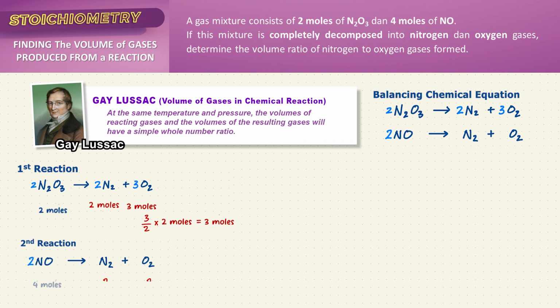It is known that the amount of NO is 4 moles, so the amount of nitrogen gas, N₂, is the coefficient of N₂ divided by the coefficient of NO, and multiplied by 4 moles, which results in 2 moles. For oxygen, since its coefficient is the same as N₂, the amount of O₂ formed is also 2 moles.